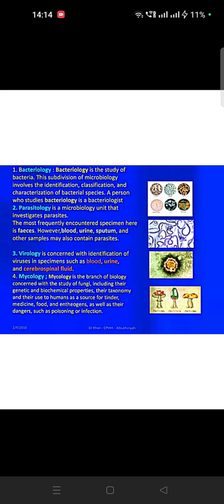Then bacteriology means we can find what microorganisms are there in the body. It is the study of bacteria. Here they use identification, classification and characterization of the bacterial species. Parasitology means we can find out what parasite is there. It's available for blood, urine and sputum. They will find the specific parasite.